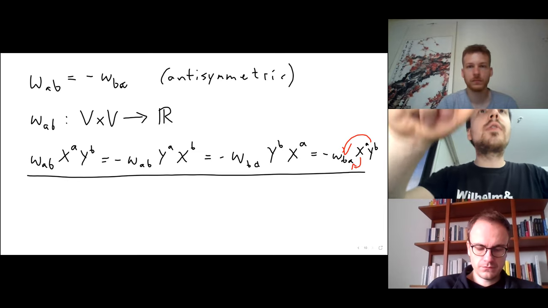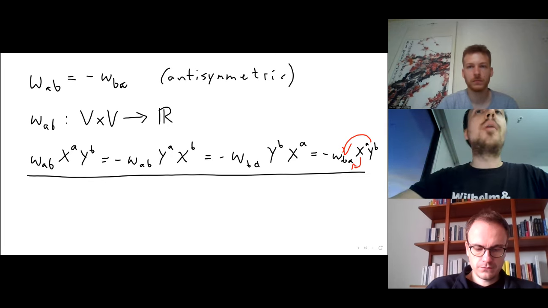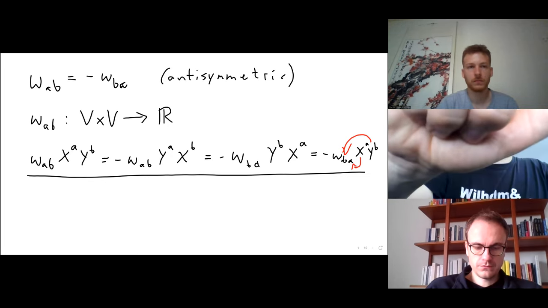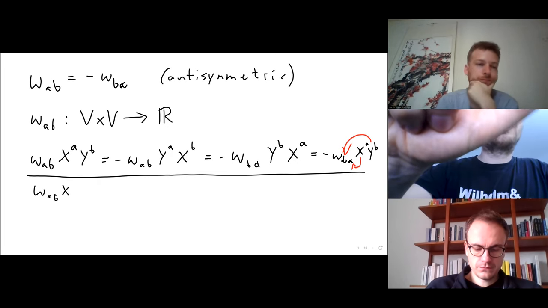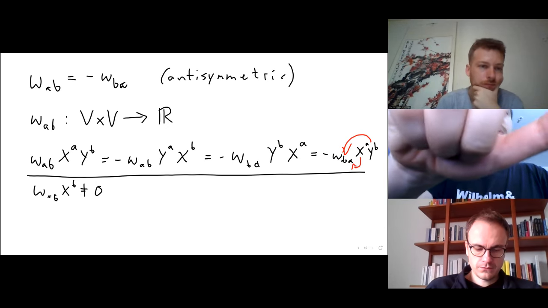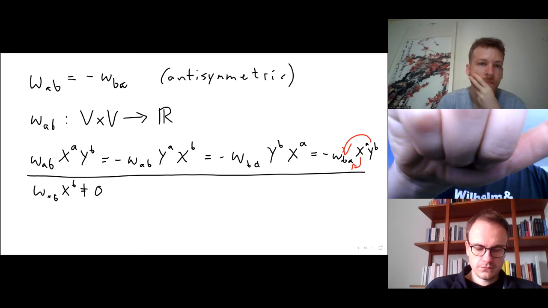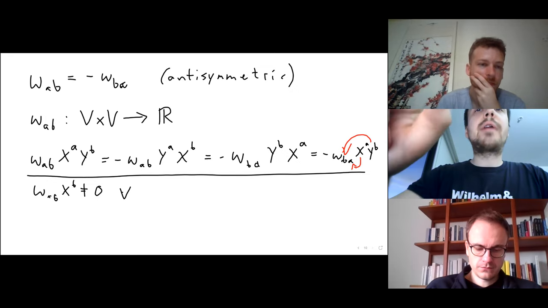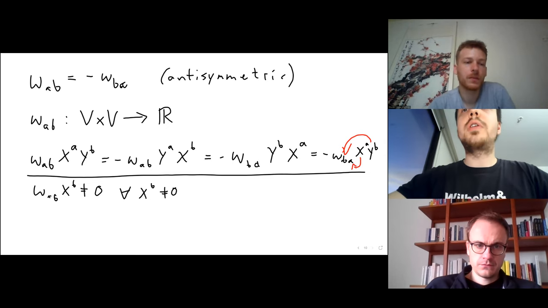And of course, we can also tell what the requirement is for omega to be non-degenerate, and that is that omega AB contracted with a vector X^B is not the zero dual vector. So here we would be left with a single lower index. And we require that this is the case for any X^B that's non-zero. That's one standard way to describe non-degeneracy.